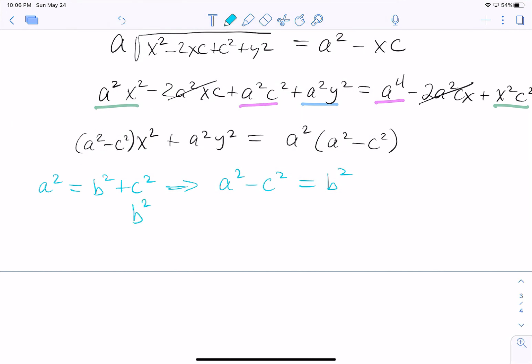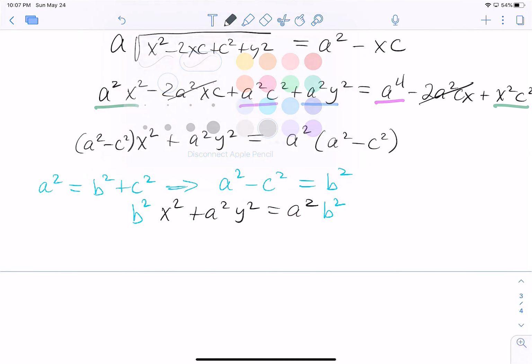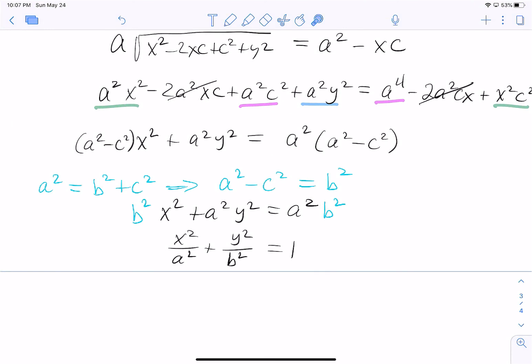So we have b squared x squared plus a squared y squared is equal to a squared b squared. Dividing both sides by a squared b squared, it's going to give us x squared over a squared plus y squared over b squared is equal to 1. Now, folks, because a squared is equal to the sum of b squared and c squared, between a, b, and c, a is the biggest of the three. So here we're going to write down that a is bigger than b and a is bigger than c.